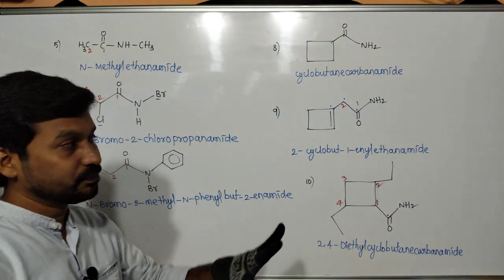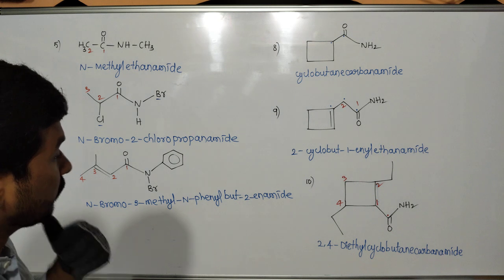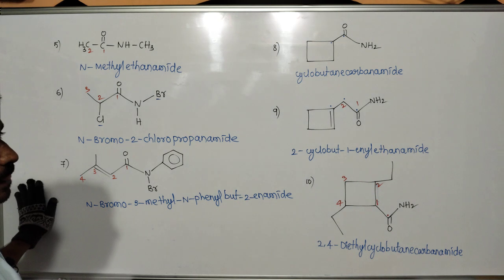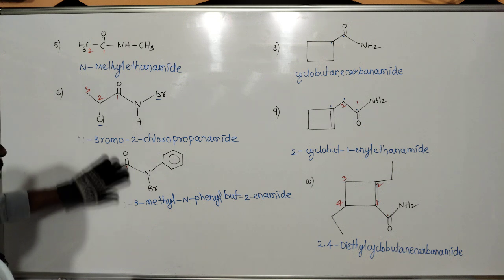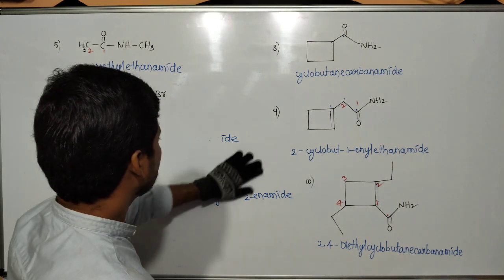Hope you understood well. Now I am going forward to explain the IUPAC nomenclature of esters. Esters are also derivatives of carboxylic acids.